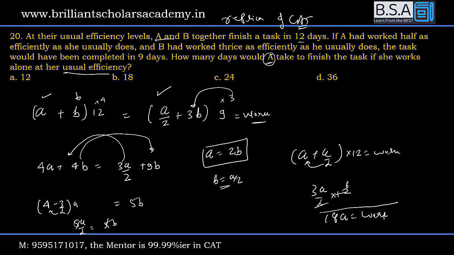Now, do you remember the relation? Speed into days is equal to work. What is this? What is this? This is the days. This is the speed. Days taken by A into speed of A is equal to work. So how many days will A take? 18.